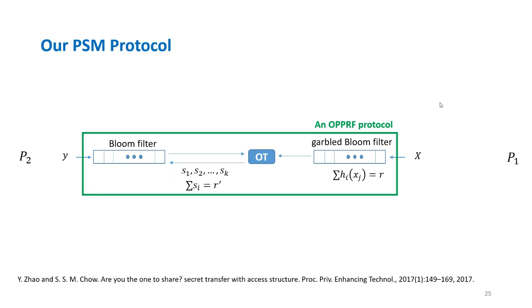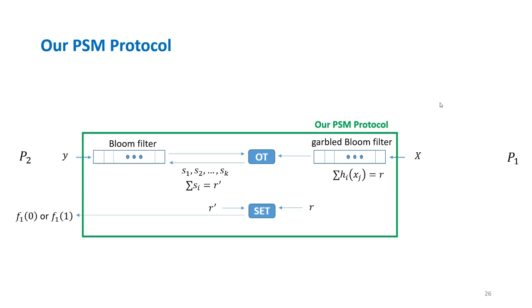As I said before, an OPPRF protocol can be constructed using PSI based on Garbled-Bloom filters. In the construction of the Garbled-Bloom filter, the secret shares of the associated data of the programmed values are put in the corresponding cells in the Garbled-Bloom filter instead of the secret shares of the items. We construct our PSM protocol using this OPPRF protocol and applying a secure equality testing protocol to the output of the OPPRF. Note that here the set protocol outputs a function of the equality result. Thus, our PSM protocol outputs a function of the membership result.